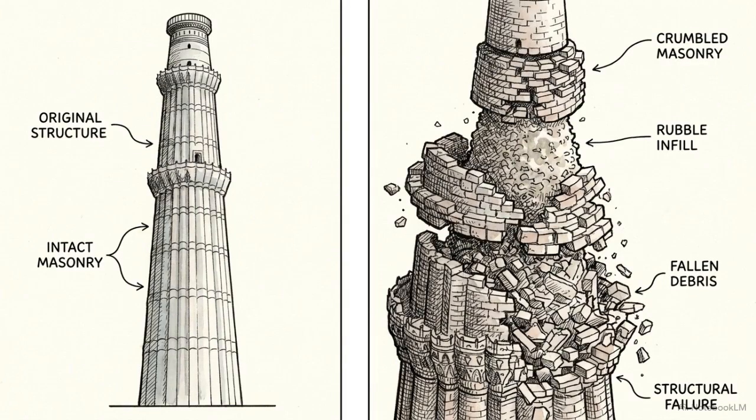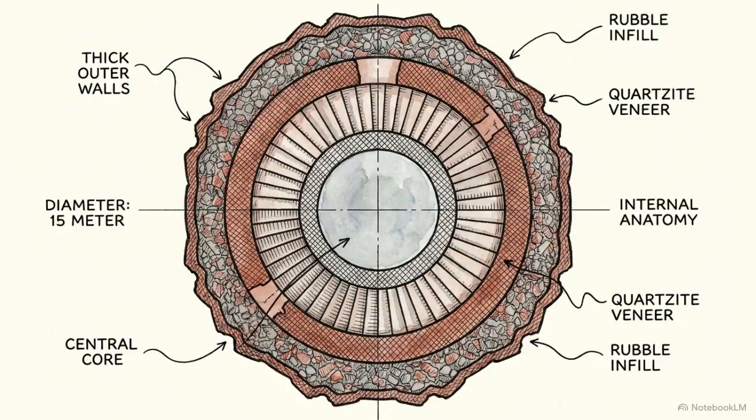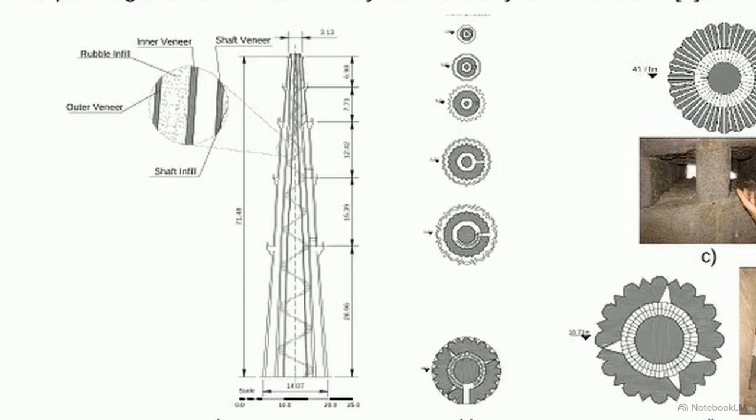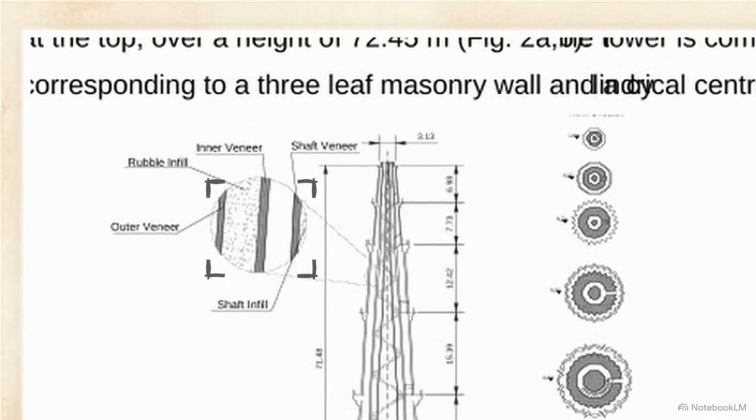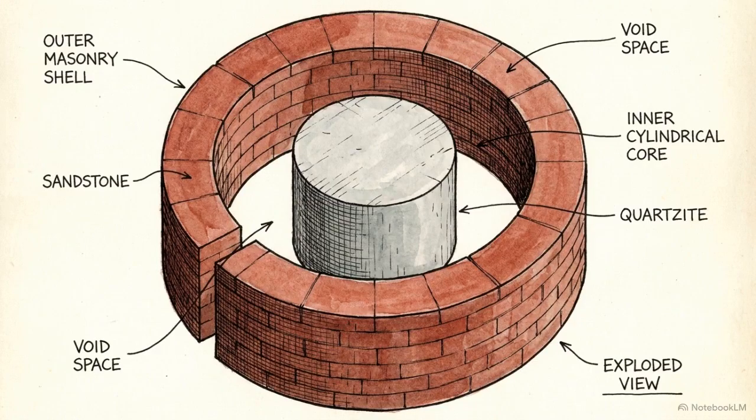When a standard engineering model fails to predict historical ground truth, we have to look deeper into the specific structural anatomy driving the failure. The Qutb Minar is a complex hollow assembly. Its seismic behavior is a function of its composite construction. The primary load-bearing system is an external shell of 3-leaf masonry. This consists of an outer veneer, an inner veneer, and a central layer of rubble infill. Inside this shell lies a central cylindrical core constructed from Delhi quartzite stone.